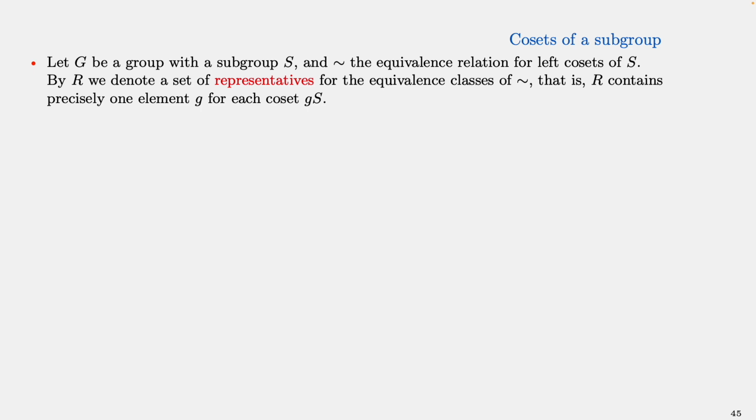We'll explore the properties of cosets a bit further. So let G be a group with subgroup S and tilde the equivalence relation for the left cosets of S, so the one we just studied. I just dropped the index L. And by R, I denote a set of representatives for the equivalence classes of this relation. That means from each coset GS, I pick precisely one element of this coset.